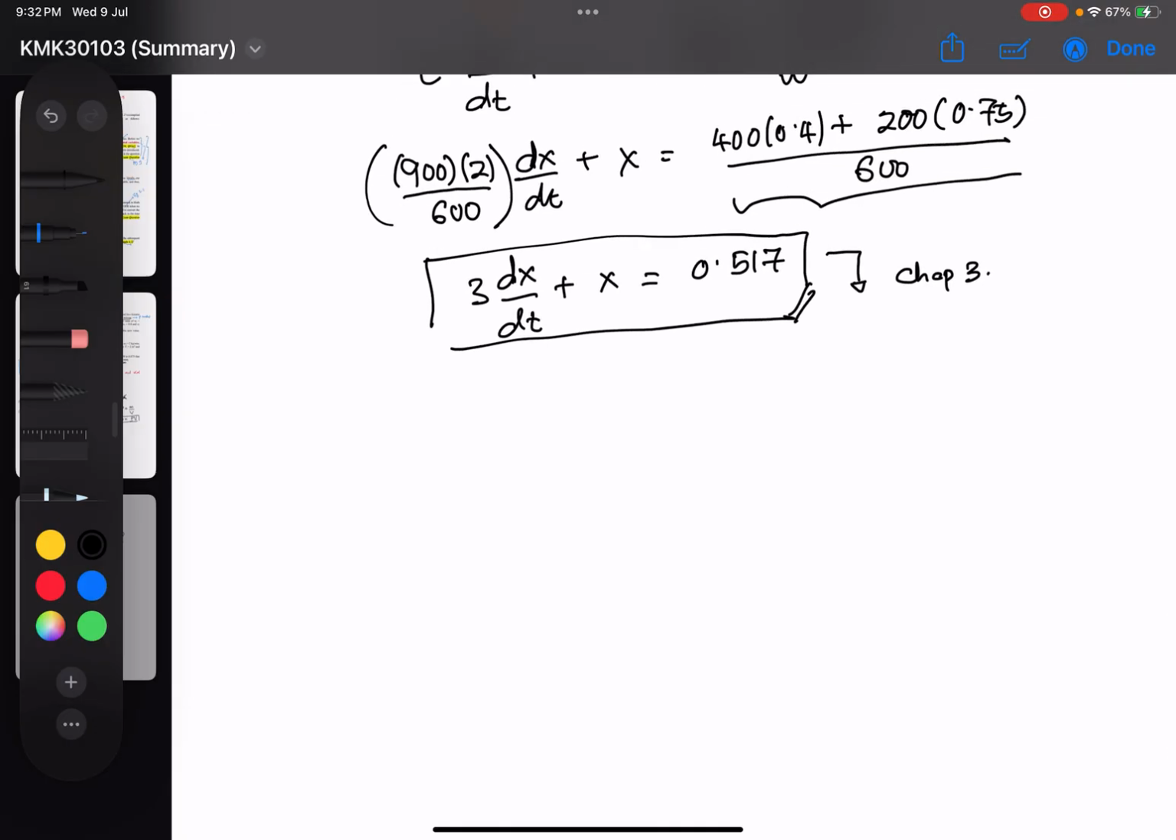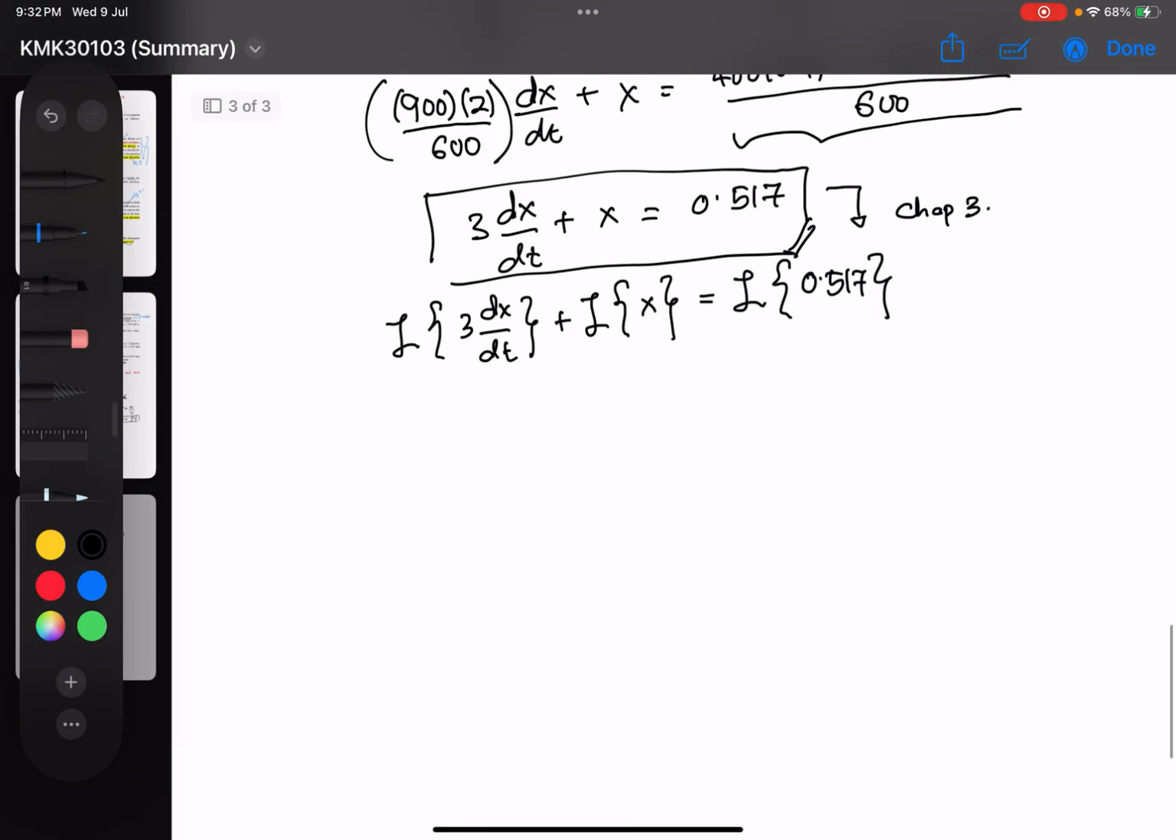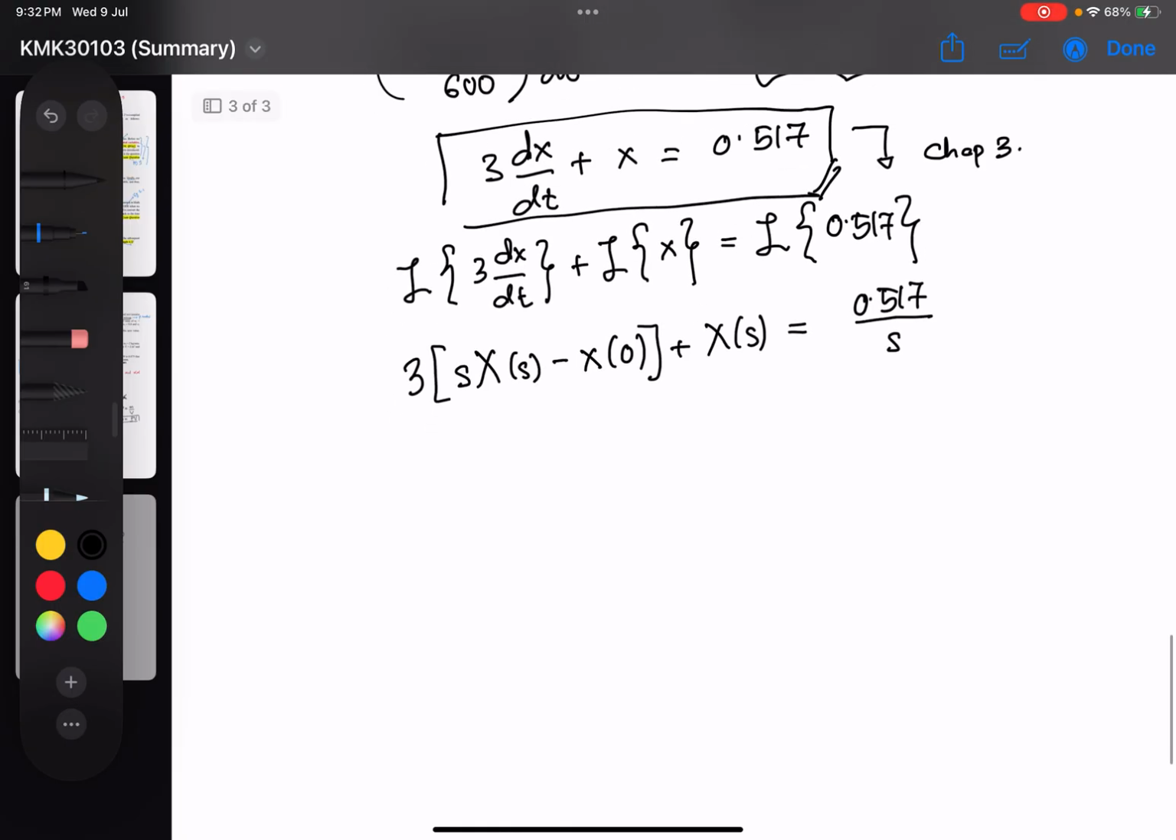So I'm going to take a Laplace for every single term. Laplace of 3 dx over dt plus Laplace of x equals Laplace of 0.517. So taking a Laplace for the 3 dx over dt, I'm going to get 3 multiplied by s times x function of s, minus x0, plus Laplace of x is going to be x function of s, equals 0.517 divided by s. So this is going to be my Laplace function.